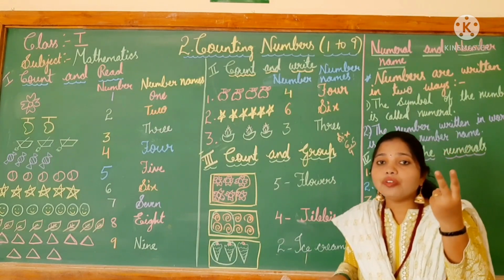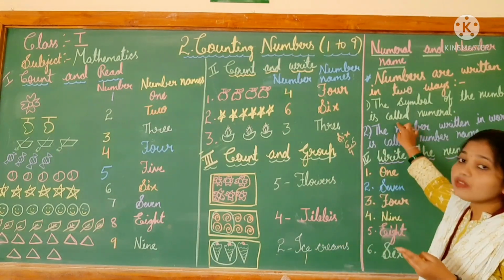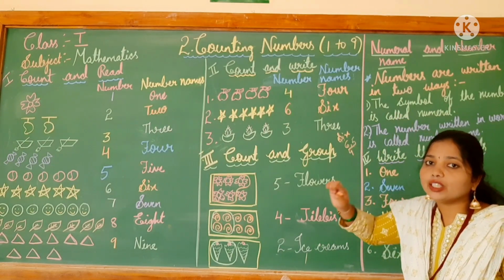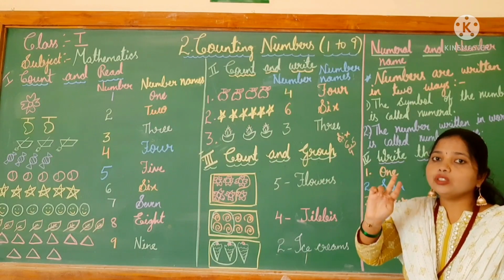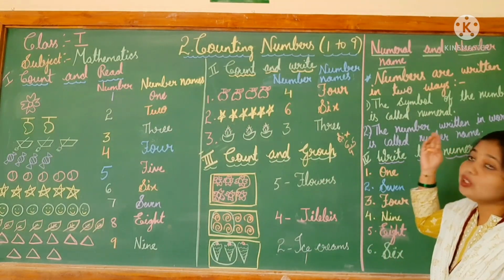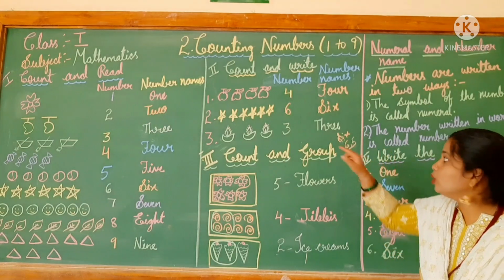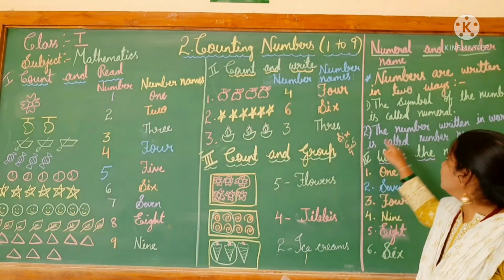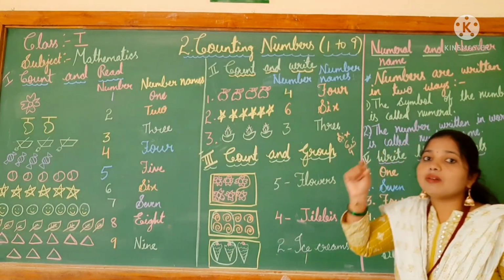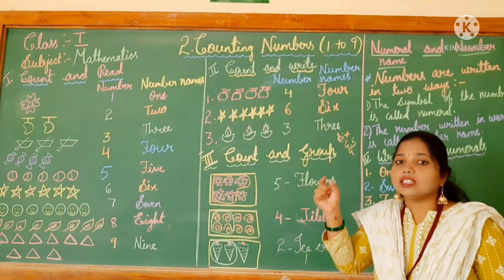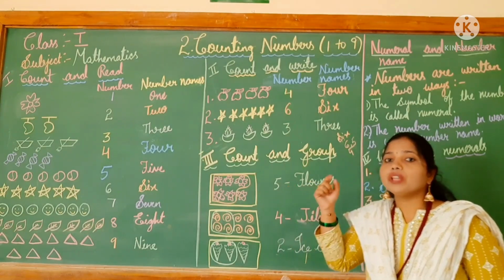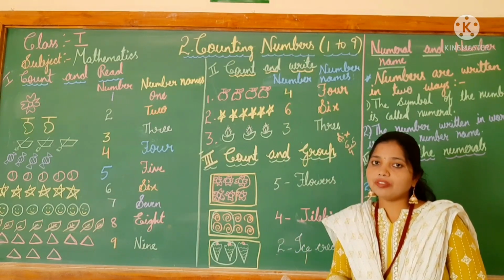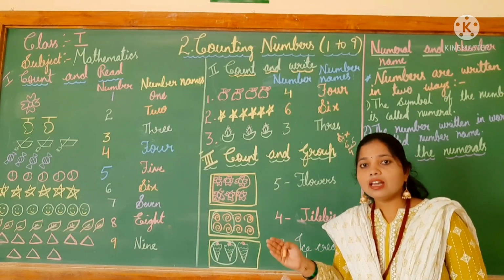So, in two ways we can write. First, we can write in the form of numerals, and we can also write the number in the form of words. So, in two forms we can write: numerals and number names. Numeral means the symbols, children, such as 6, 5, 4. And the numbers which are written in words, such as O-N-E, T-W-O, are called number names. So, this is the difference between numeral and number names.